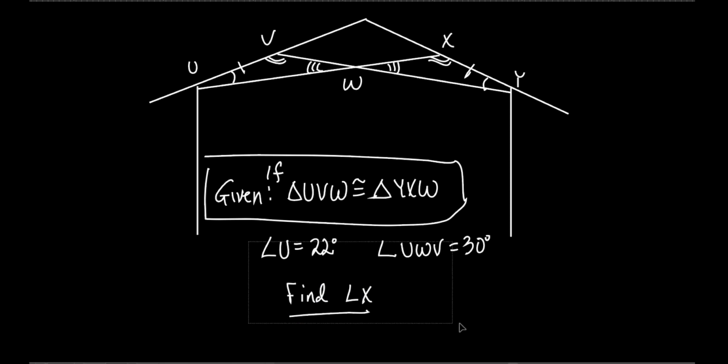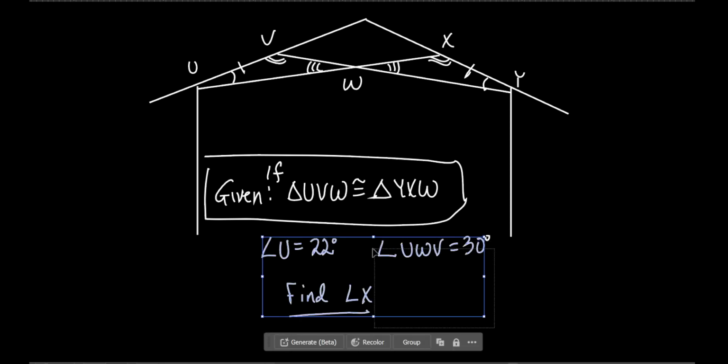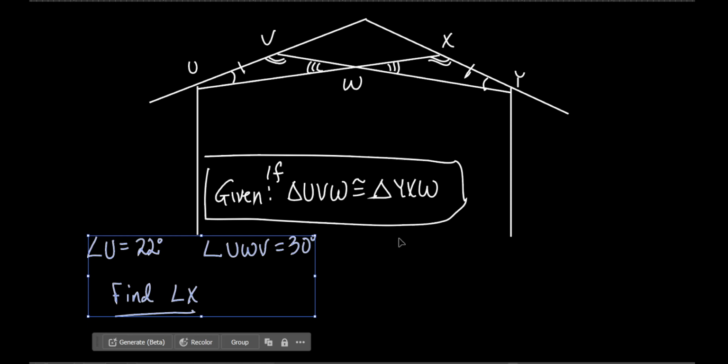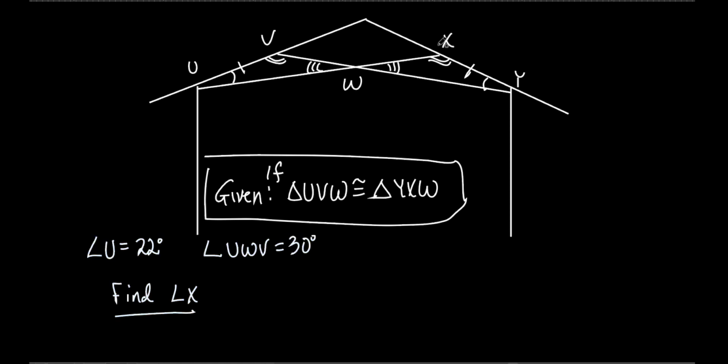Let me just push this a little bit off to the side, just to give myself some room to write, and so you can still see the picture. Okay, so let's mark this stuff then. That's what I would always do. I'd draw the picture and then I'd mark it. So angle U is 22 degrees. So this angle right here is 22 degrees. Everybody see that? What else do they tell you? UWV, where is that? That's this little one right here. So this angle right there is 30 degrees. The question says, find angle X, this angle right there. This is what we're trying to find.